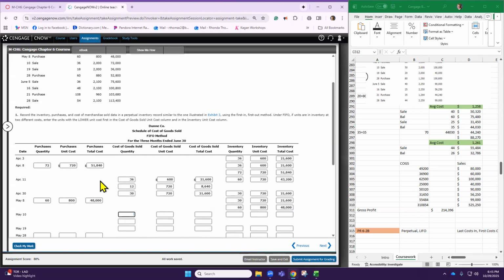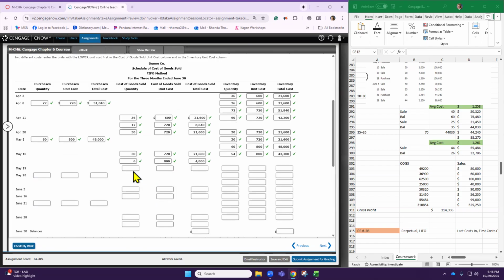Our sale is May 10th. So May 10th, we're selling 36. Well, we don't have enough in our first layer, but we're going to get rid of all of it. Our first layer, and then the next one is 6 more at an $800 cost. So you're looking at 4,800. So you should have 54 remaining at an $800 cost. So 54 times 800 is 43,200. Let's check our work.